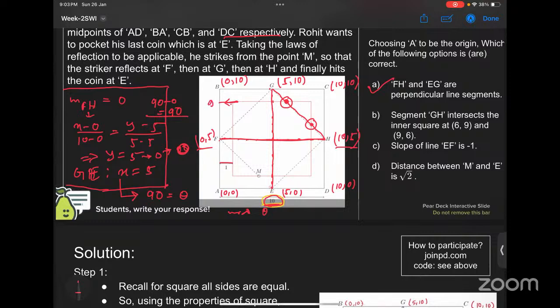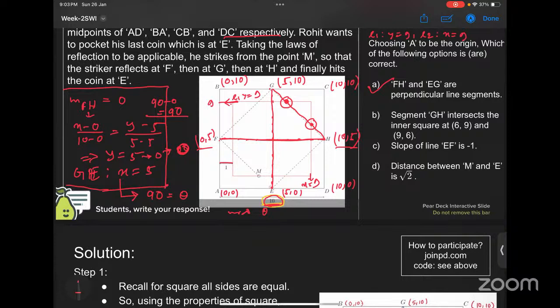This line, if I take this as L1, then for L1 we will get the equation y equals 9, right? 6 and 9, both are correct. And for L2, we will get x equals 9. This will be x equals 9, and this will be y equals 9. If I check the intersection, we will get 6 and 9. Is it fine?